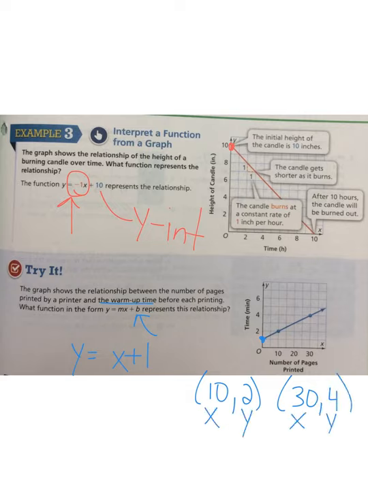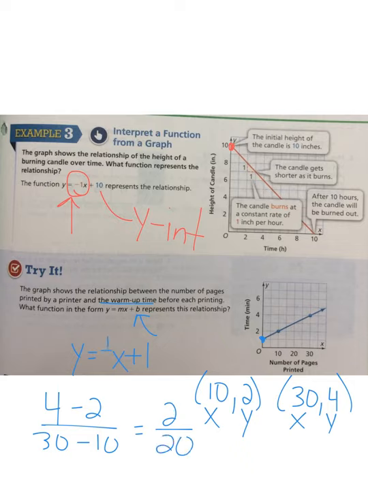If we label them x, y, I'm going to start with 4 minus 2 over 30 minus 10, we get 2/20ths, which we can simplify to 1/10. So every 10 minutes, 1 page is printed. So that would be our formula.